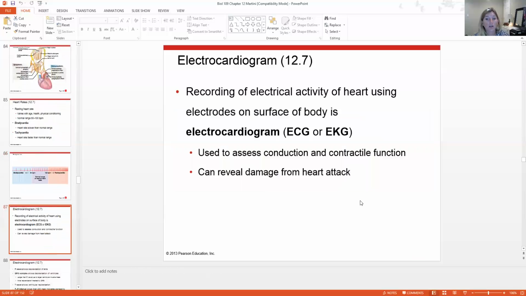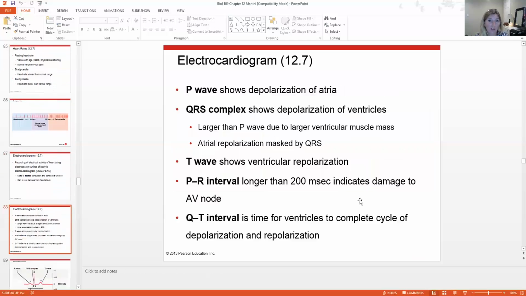An EEG or an ECG or an EKG, electrocardiogram, is the recording of the electrical activities of the heart using electrodes that are placed on the body's surface. It can be used to assess conduction, contractile functions, and it can also reveal damage from heart attacks. On the ECG or EKG, you have a P wave, which shows the depolarization of the atria. Before I go on, let me just say that the ECG or EKG is not measuring and it's not telling you when the contraction occurs. It's telling you when the charge changes. It's showing you the depolarization and repolarization. It's not showing you contractions, so don't mix it up.